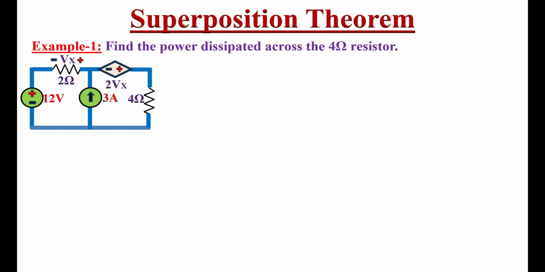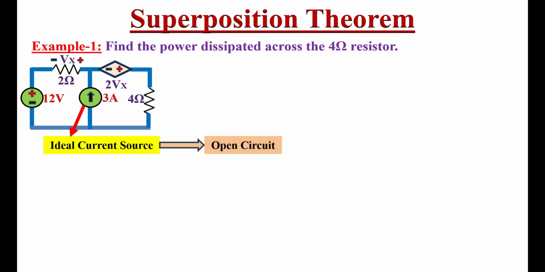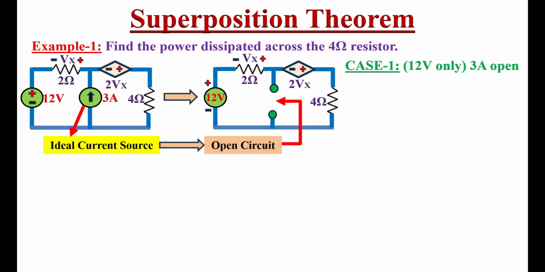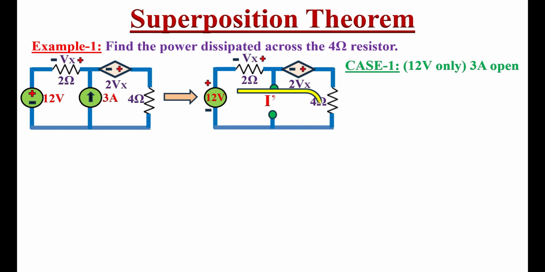When we turn off an ideal current source, it becomes an open circuit. Hence, the new circuit will look like this. With that branch open, we have a single loop. Let's define the current flowing through this loop as I dash. First, let's find Vx. Since I dash is flowing into the negative terminal of the 2 ohm resistor, Vx is equal to negative 2 times I dash, that is minus 2 I dash.